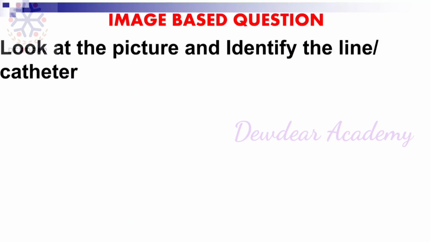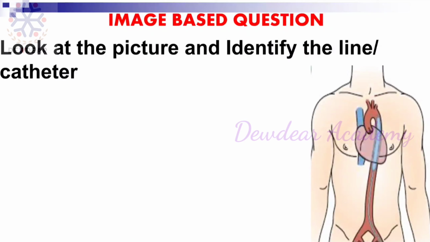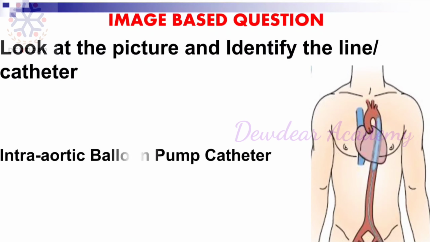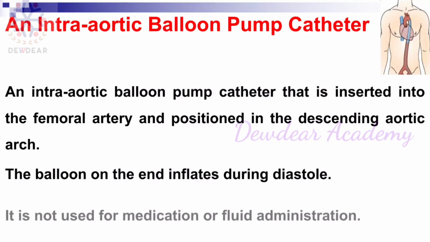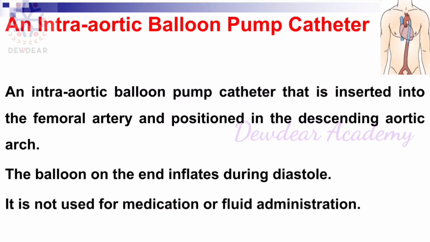Next question. Look at the picture and identify the line or catheter. It is intra-aortic balloon pump catheter. Intra-aortic balloon pump catheter is inserted into the femoral artery and positioned in the descending aortic arch. The balloon on the end inflates during diastole. It is not used for medication or fluid administration.